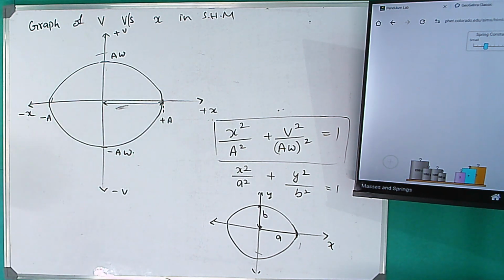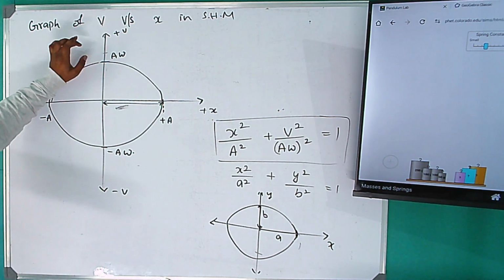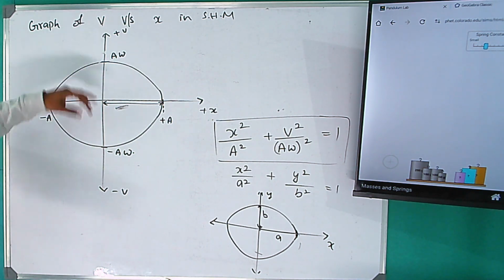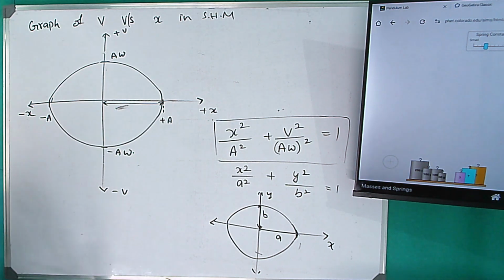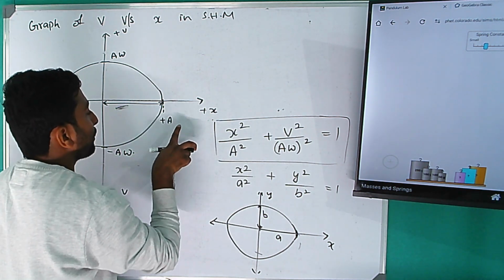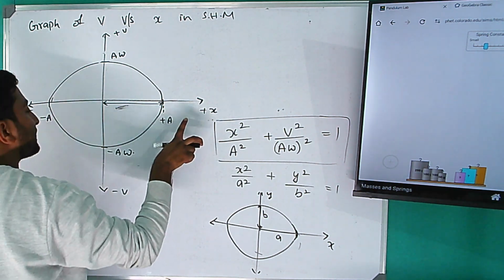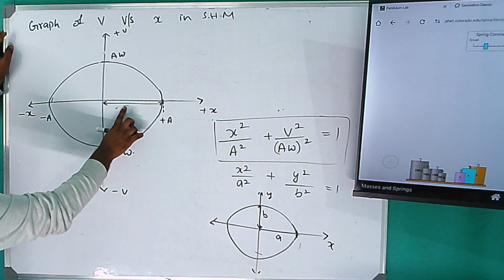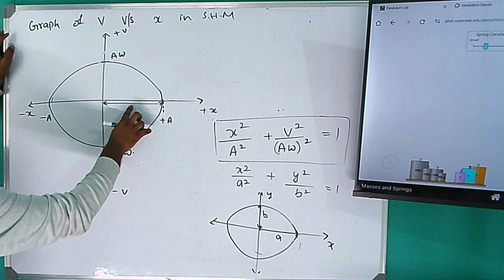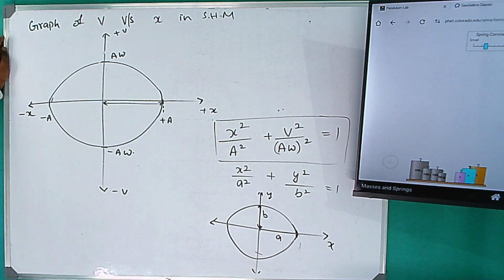So you can realize the fact that the maximum velocity of the particle which is executing SHM is a omega and the minimum velocity is minus a omega, and the maximum displacement is plus a, the minimum displacement is minus a. Understood? Clear? Note it down, I am going to erase.